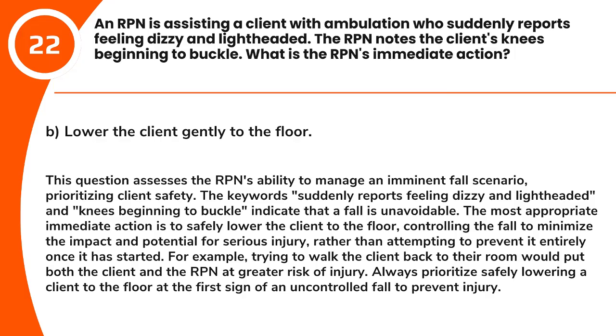Answer: B. Lower the client gently to the floor. This question assesses the RPN's ability to manage an imminent fall scenario, prioritizing client safety. The keywords "suddenly reports feeling dizzy and lightheaded" and "knees beginning to buckle" indicate that a fall is unavoidable. The most appropriate immediate action is to safely lower the client to the floor, controlling the fall to minimize the impact and potential for serious injury, rather than attempting to prevent it entirely once it has started.